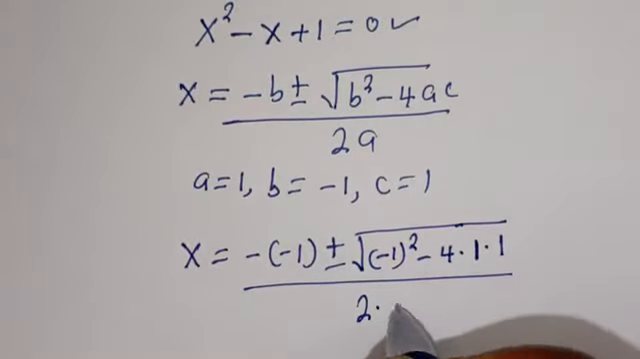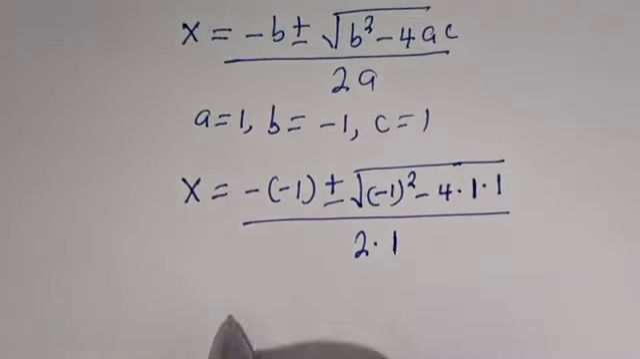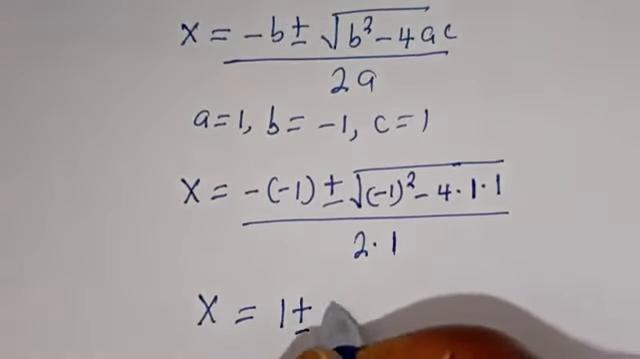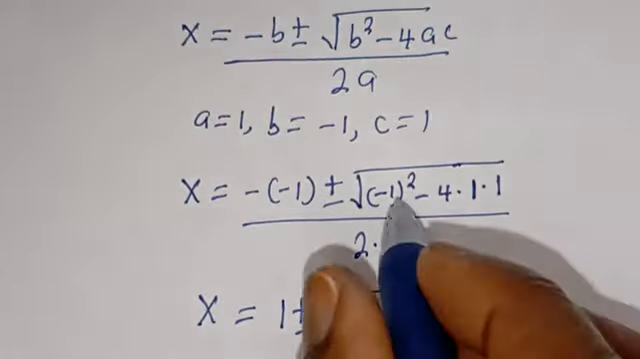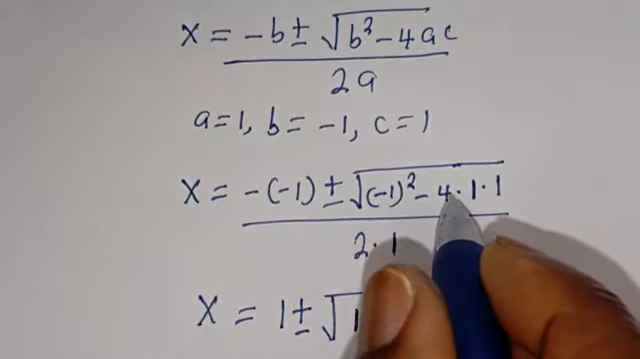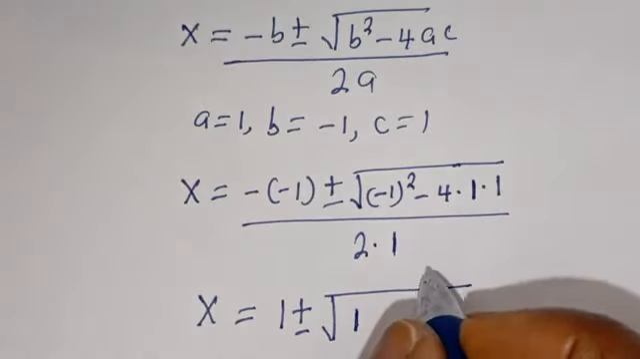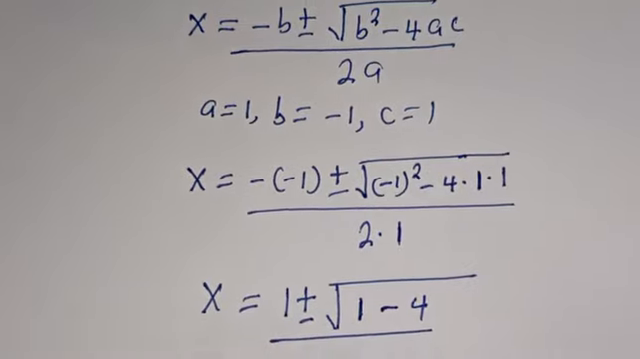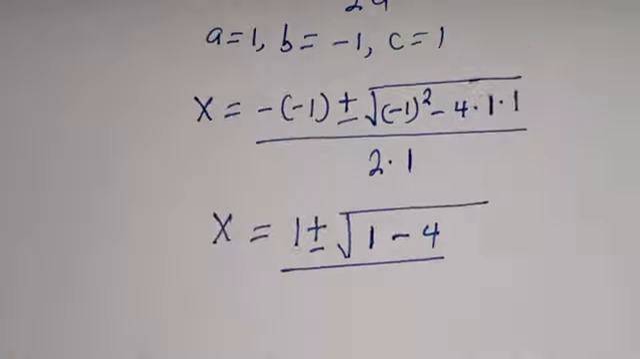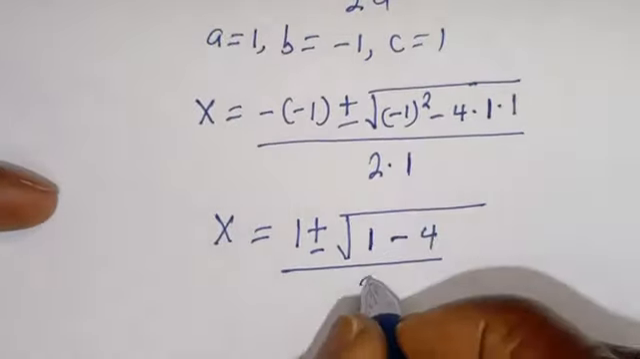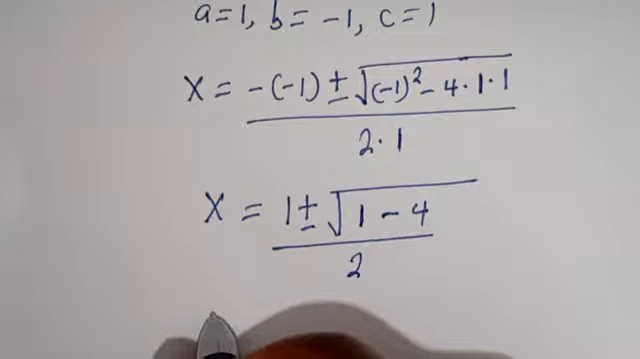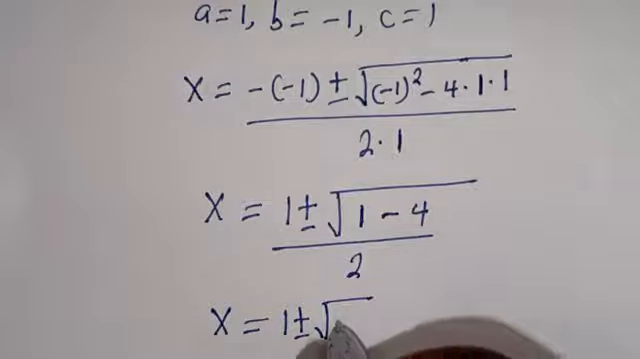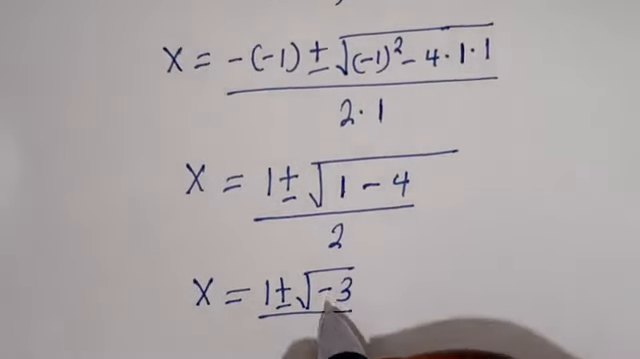2 multiplied by 1. Then here we have x is equal to minus times minus 1, that is 1, plus or minus square root of minus 1 square, that is 1, minus 4 multiplied by 1 multiplied by 1, that is minus 4, divided by 2 times 1, that is 2. Then here we have x is equal to 1 plus or minus square root of 1 minus 4, that is minus 3 divided by 2.